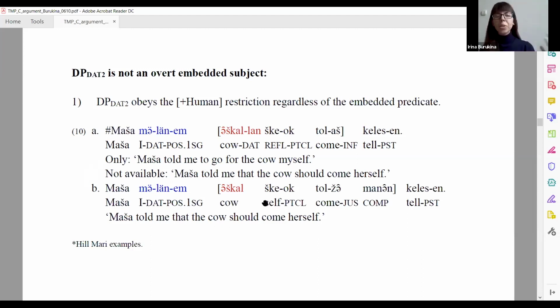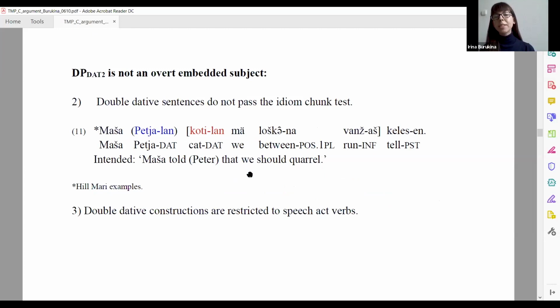But if I try to do the same with a non-finite clause, this is suddenly ungrammatical. Or rather, I don't have the intended reading. So I cannot say Masha Melanim with this embedded non-finite clause. I can only have a plus-human nominal as this red dative DP. And in addition to this, these constructions do not pass the idiom chunk test. So again, if the red dative DP is just the embedded subject, then I would expect it to be able to pass the idiom chunk test. And it does not. And finally, these double dative constructions are restricted to speech-act verbs.